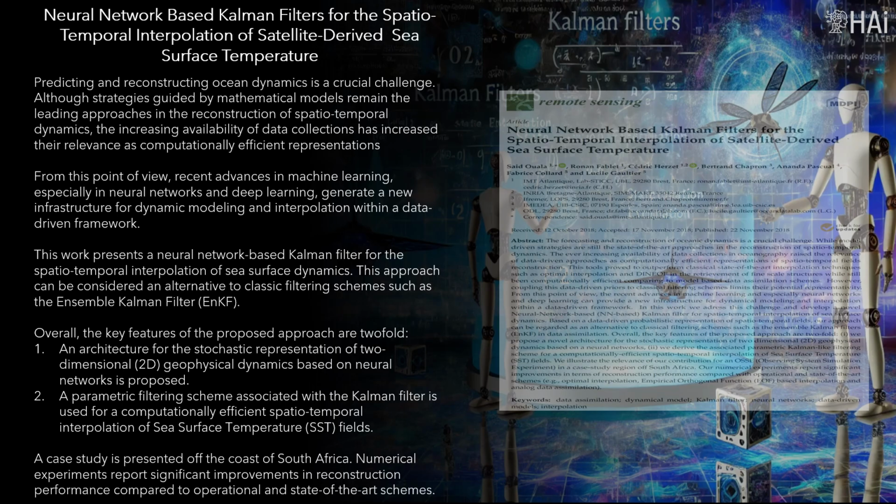This work presents a neural network-based Kalman filter for the spatiotemporal interpolation of sea surface dynamics. This approach can be considered an alternative to classic filtering schemes such as the ensemble Kalman filter, EnKF. Overall, the key features of the proposed approach are twofold. An architecture for the stochastic representation of two-dimensional, 2D, geophysical dynamics based on neural networks is proposed. A parametric filtering scheme associated with the Kalman filter is used for a computationally efficient spatiotemporal interpolation of sea surface temperature, SST, fields. A case study is presented off the coast of South Africa. Numerical experiments report significant improvements in reconstruction performance compared to operational and state-of-the-art schemes.